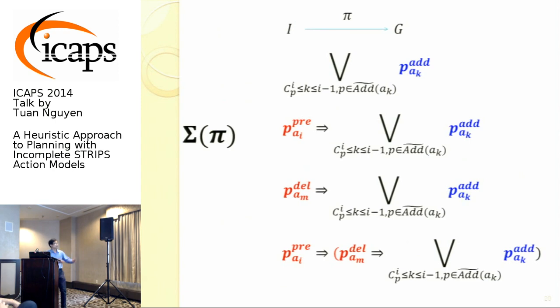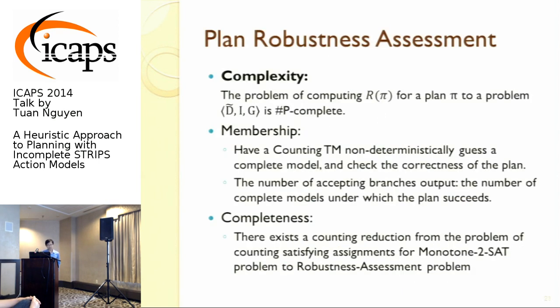So this is the set of constraints that we can set up for given plans. I color them differently because later on I will use them. So we show that we can assess the plan robustness using weighted model counting, but we also show that the complexity of the two problems are actually equivalent, which is #P-complete.